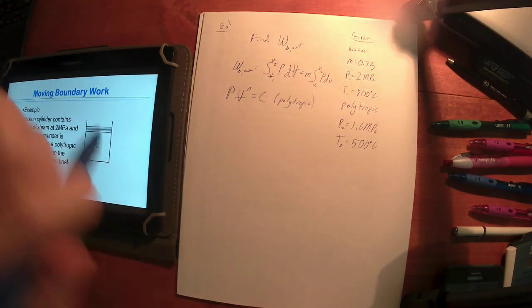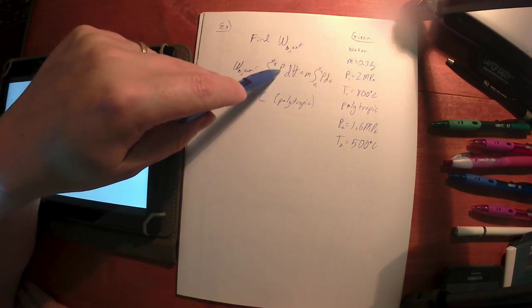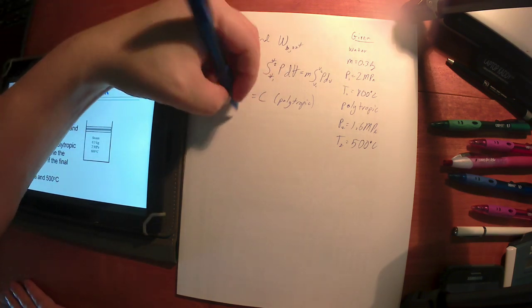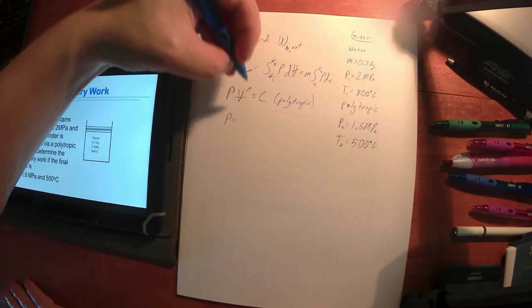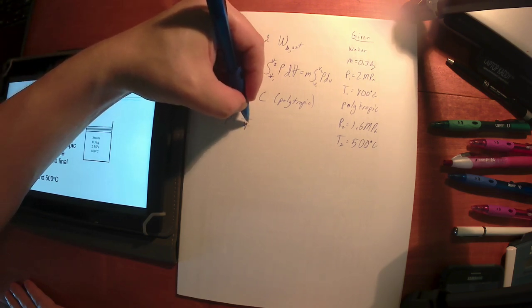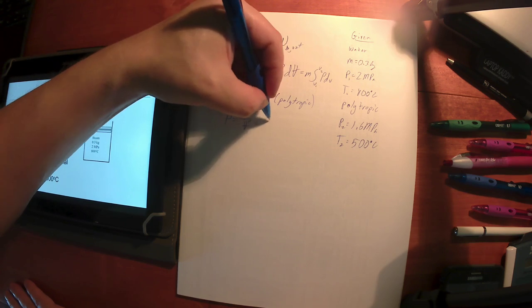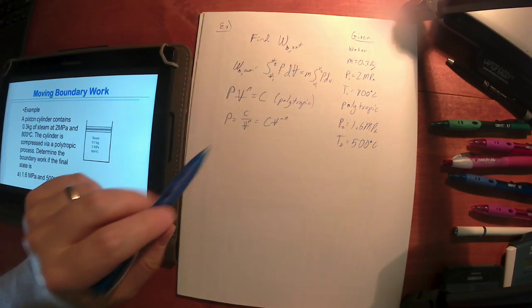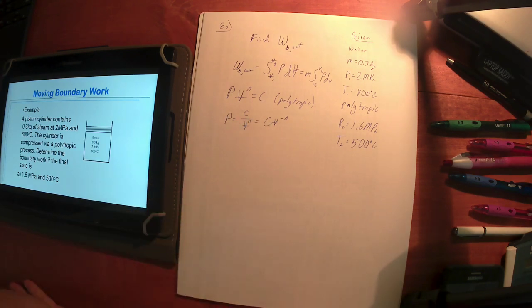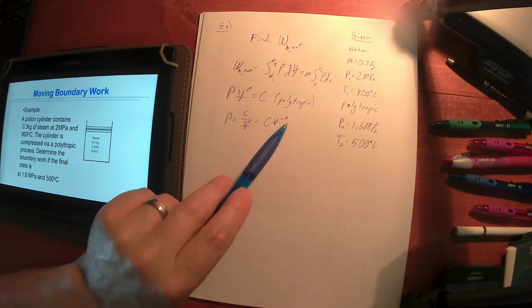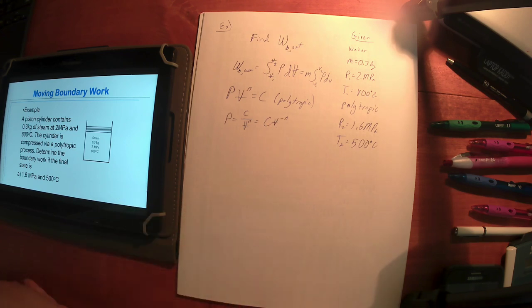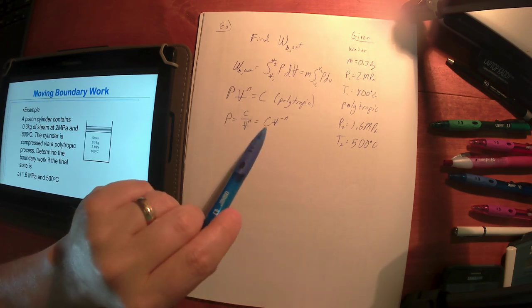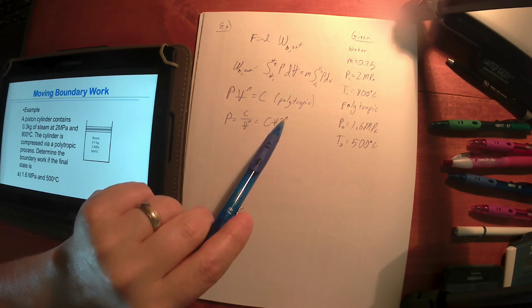Because again, to do this integral, I need to know how pressure is a function of volume. Well, here I do. I know pressure is equal to, you can see C over V to the power n, or if you like, my preference would probably be CV to the minus n. So I know how pressure is a function of volume. I just don't know these constants. I need to know these constants here, C and n. So if I could find C and n, there's two unknowns there.